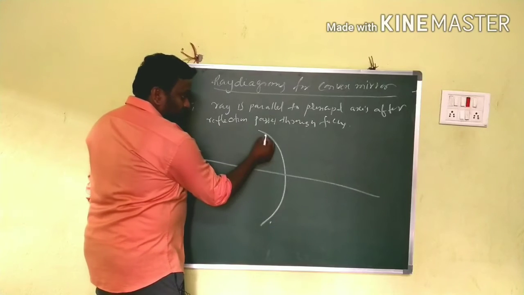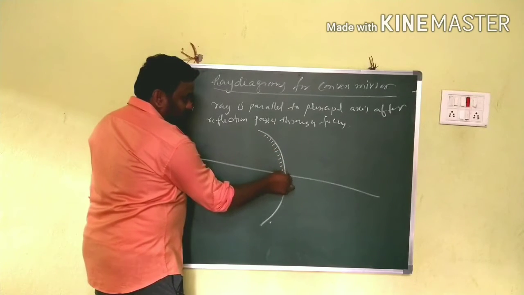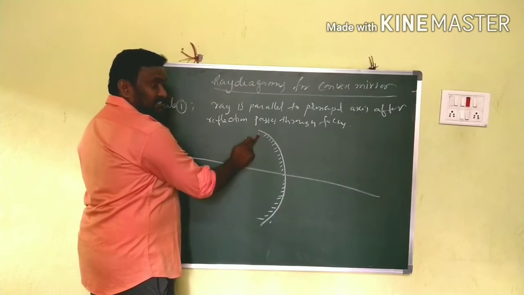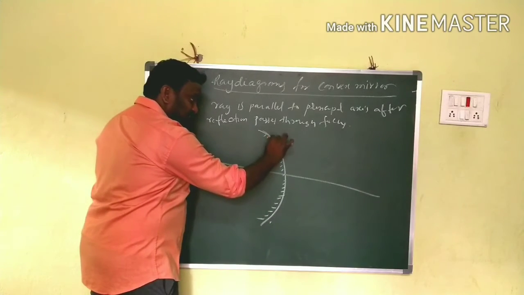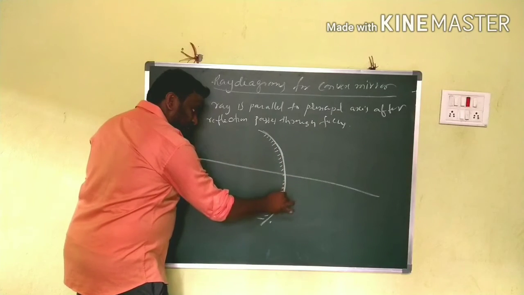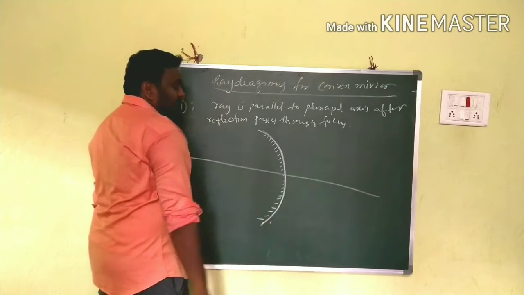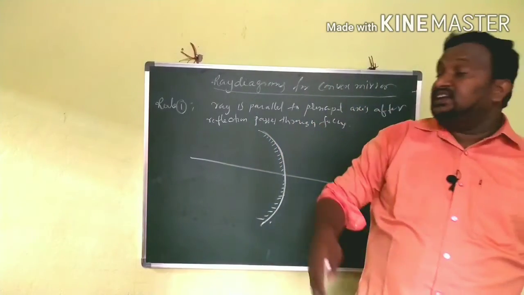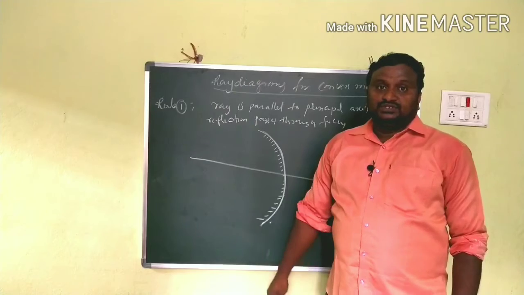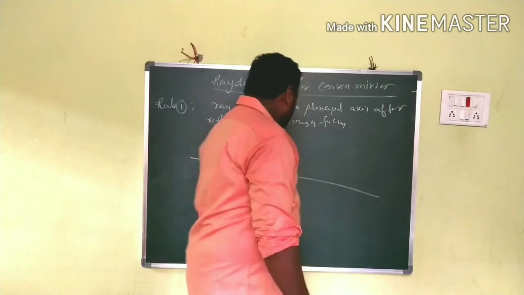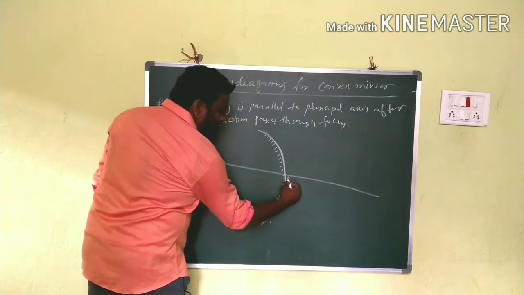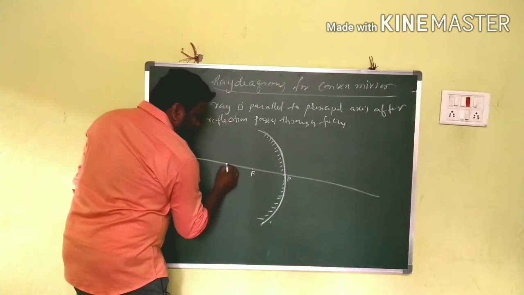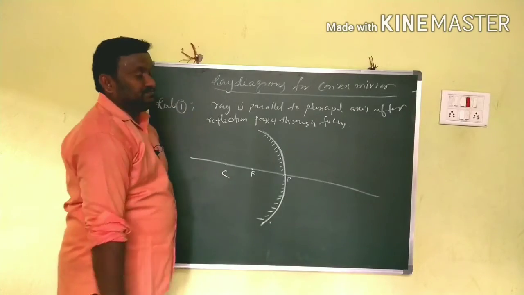So children, now this is the non-reflecting surface. This one is the non-reflecting surface, and the reflecting surface is outward. The reflecting surface is outward, and the non-reflecting surface is inward. That's why it is a convex mirror. So look here now. In this case, this is the pole, this is the focus, and this is the center of curvature.